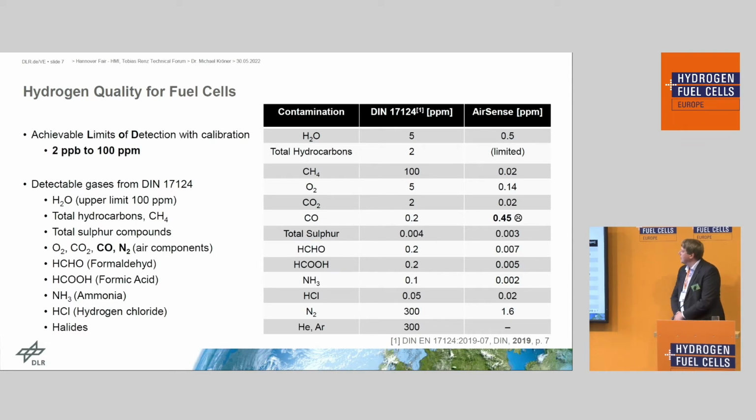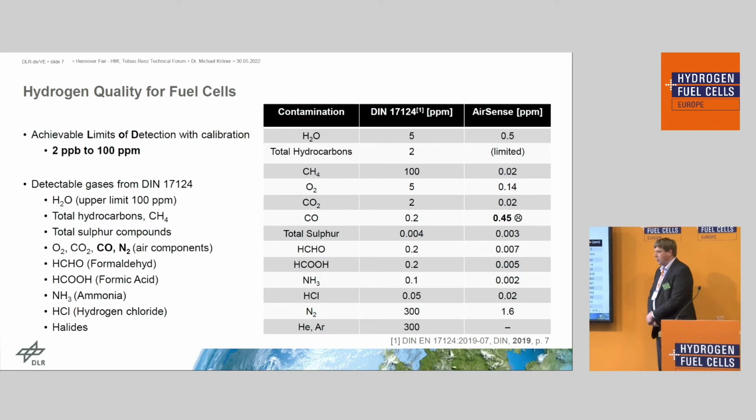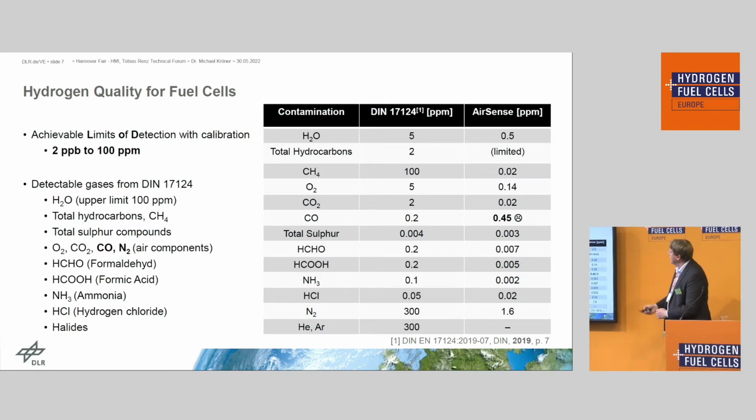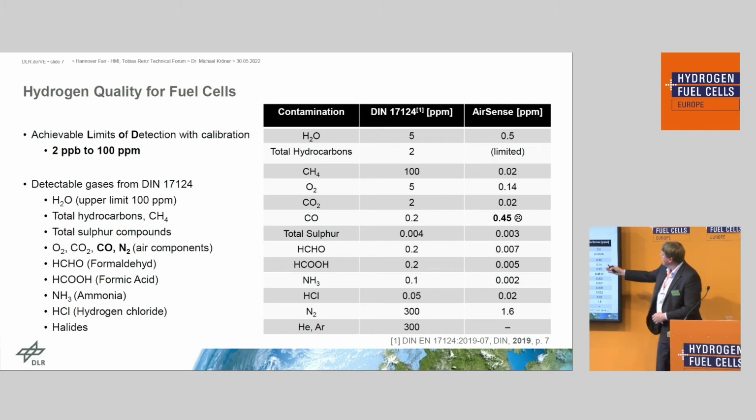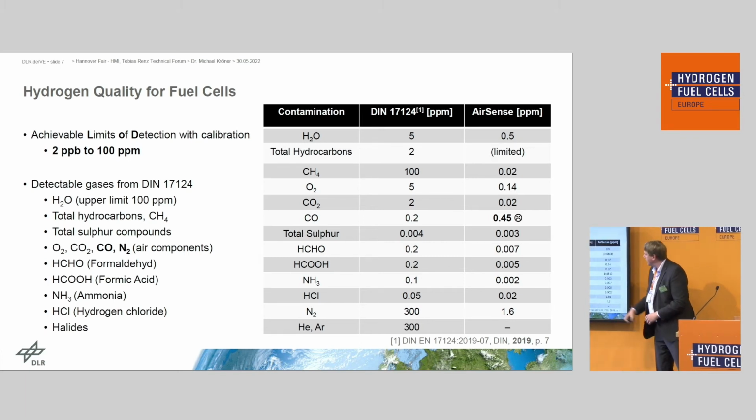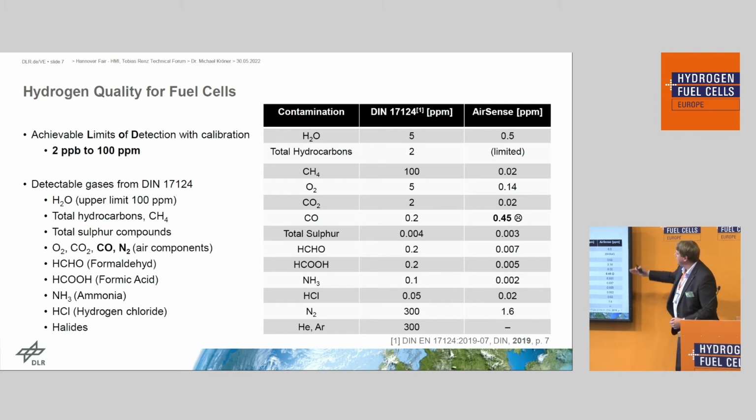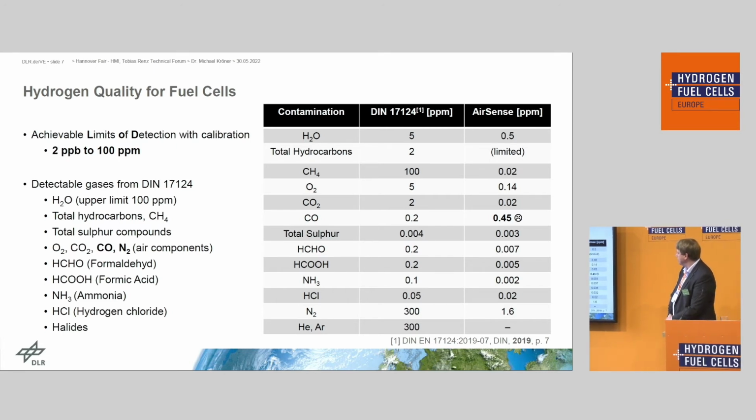Yeah. So here again, I wanted to show you what the achievable limits of detection with our calibration gases actually are in our current setup in the lab with this machine. That's here in the middle row. You can see the standard values that are allowed and what we can achieve with our calibration gases. For water, that's for example 0.5. We do get the sulfur compounds even lower, 0.03 parts per million or 3 parts per billion.